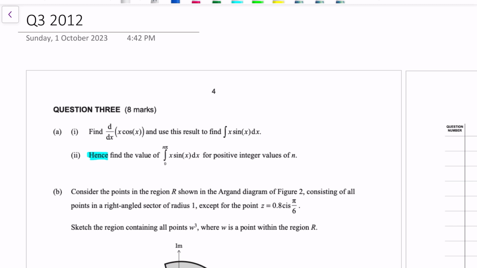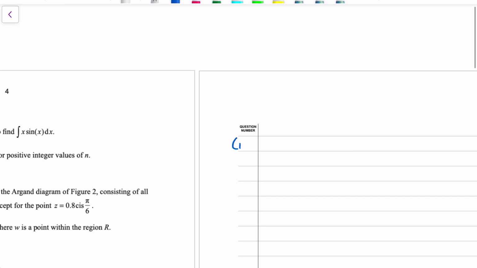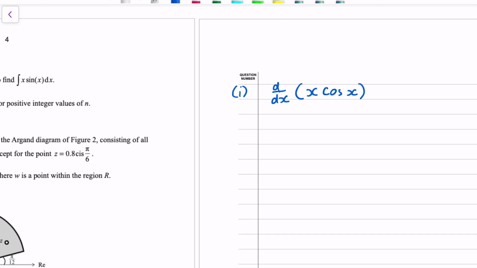Okay, so first up, we're differentiating x cosine x. d dx of x cosine x is asking us to differentiate that. That's what the notation means. So we use the product rule: diff the x multiplied by the second term, diff the cosine multiplied by the first term, and that's equal to cos x minus x sine x.